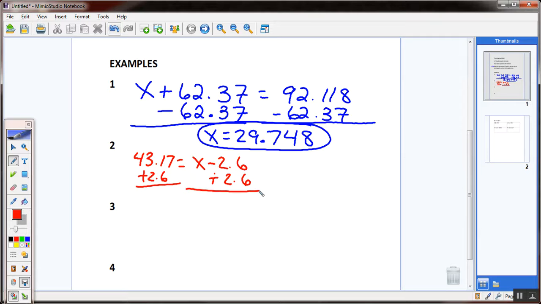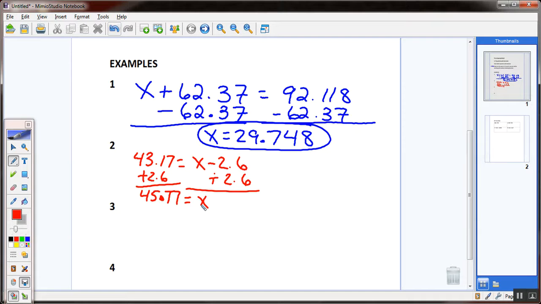Okay. Now, if I told you not to use a calculator for adding and subtracting, what would I tell you to line up? What would you have to line up? Decimal points, okay? And if you're not, that's fine, but I think I can beat you on this one mentally. 45.77 is what you're going to get. You get 45.77 equals x there, okay?